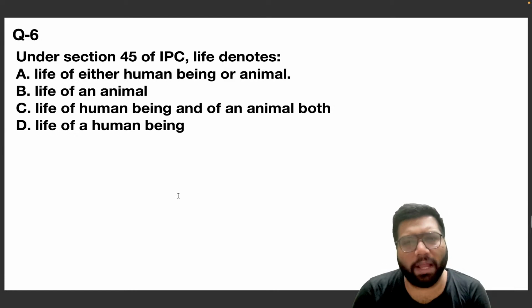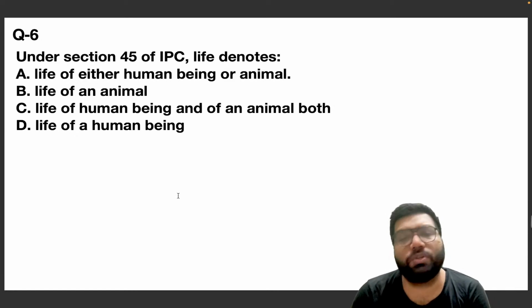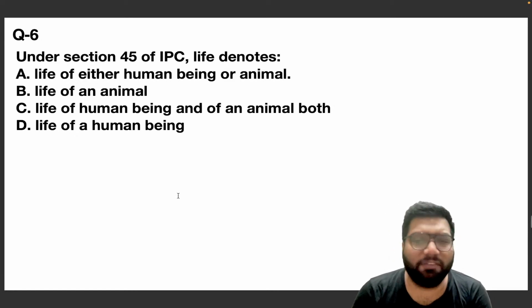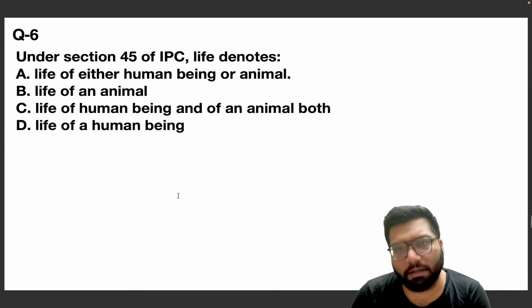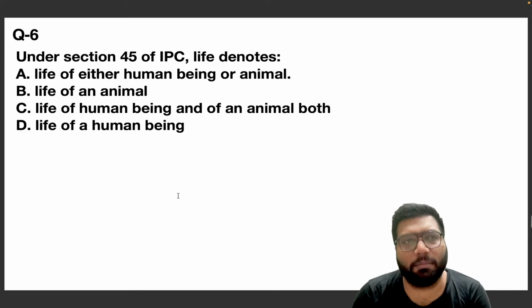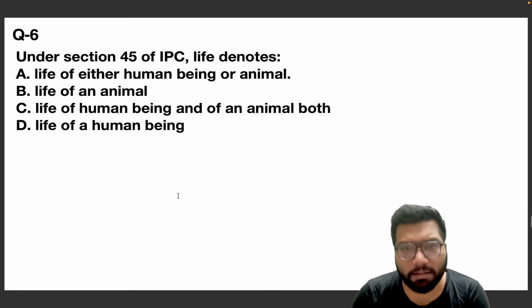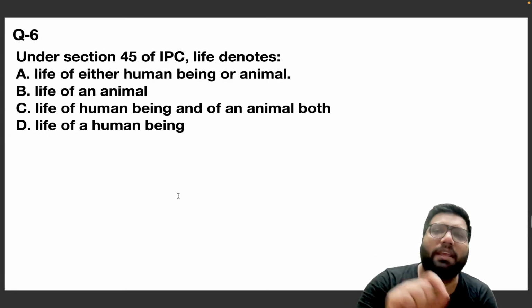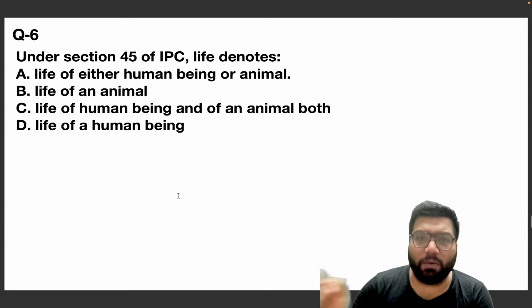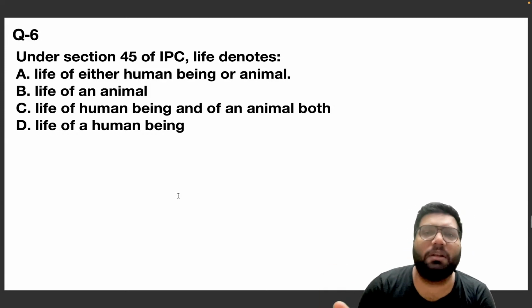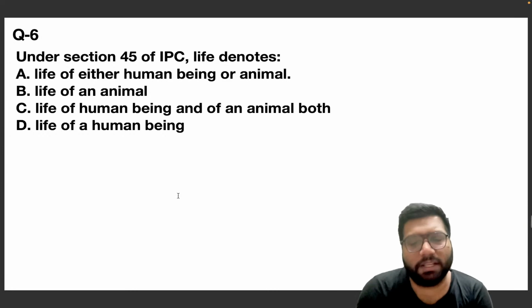So why is this important? Now the question is, suppose there is a Mr. A and he killed a tiger, can you say that Mr. A has committed culpable homicide or murder in that case? Yes, please do answer in the comments. If Mr. A killed a tiger, can we say Mr. A has committed culpable homicide or murder? Yes or no?